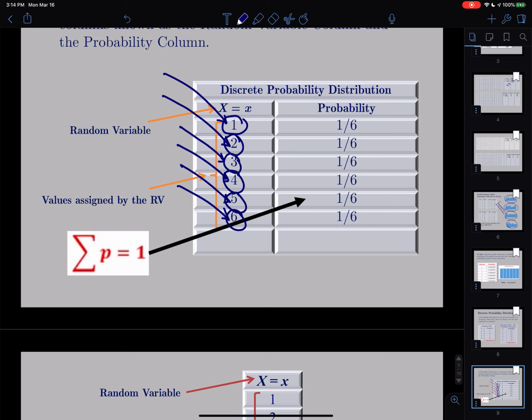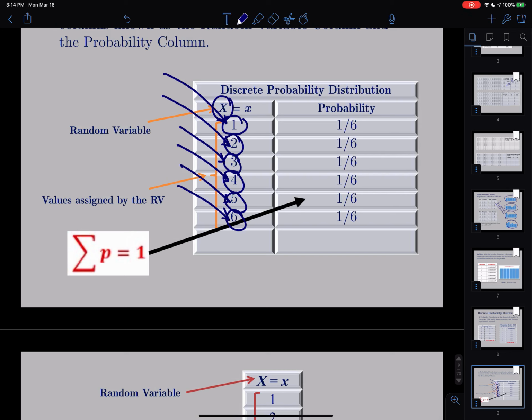These are the values that go in the first column. They don't have a specific name, they're just values, but the entity that produces them is called a random variable. That's what we labeled the column with, a random variable. So do not mistake the random variable for these numbers. Remember, 1, 2, 3, 4, 5, and 6 are not random variables.